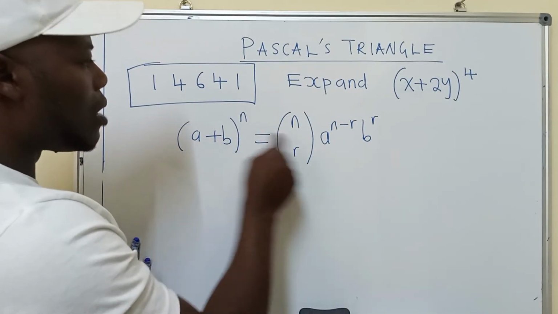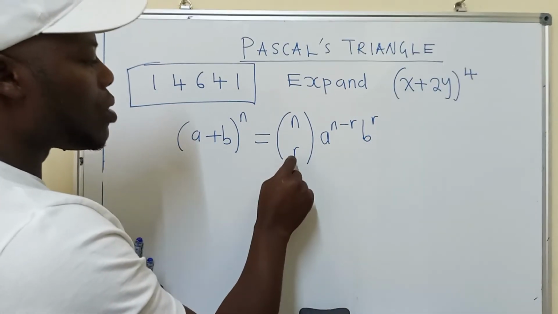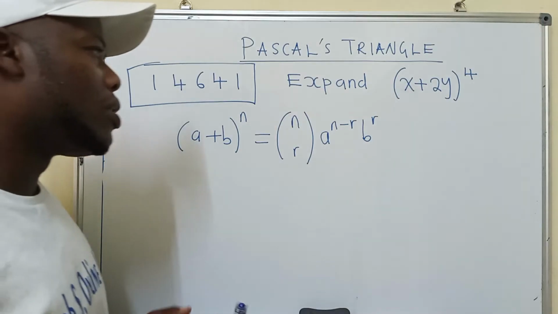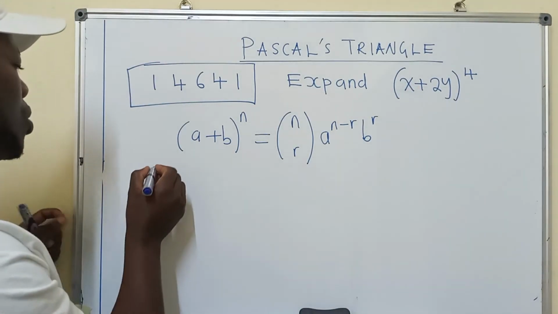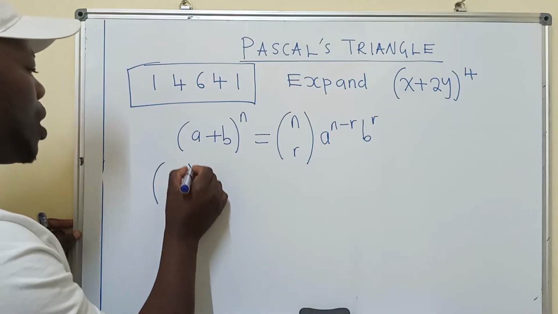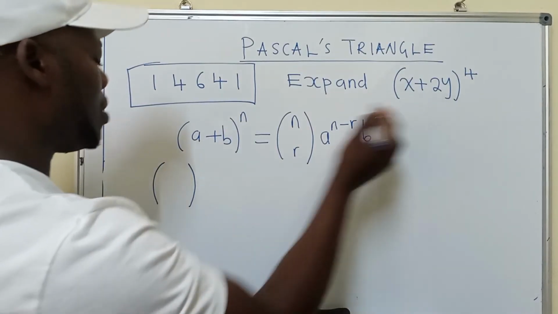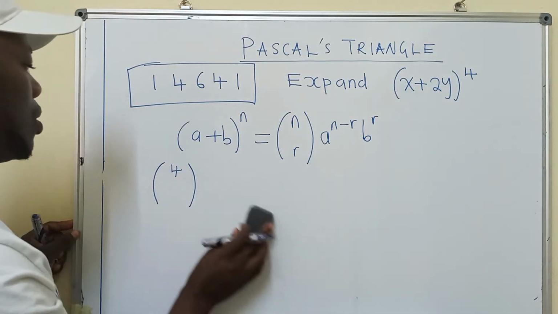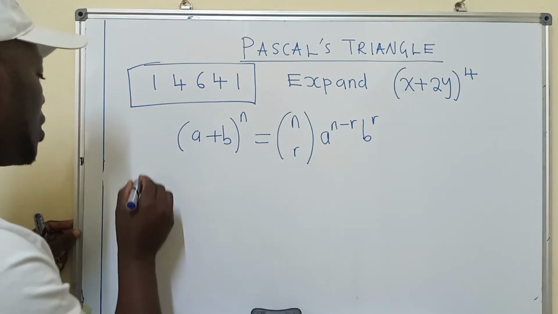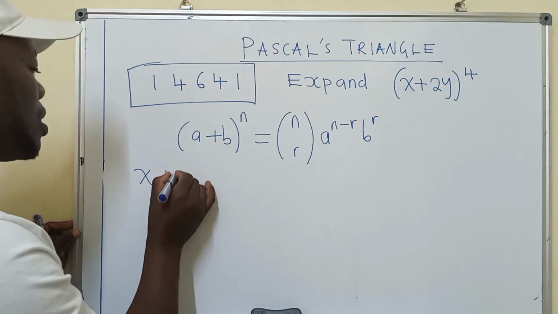You get the second term, you write it, and then you get the r, put it there. So this is how it works. So let's try to apply this idea right here. So we have, what power do we have? It's a 4, okay?